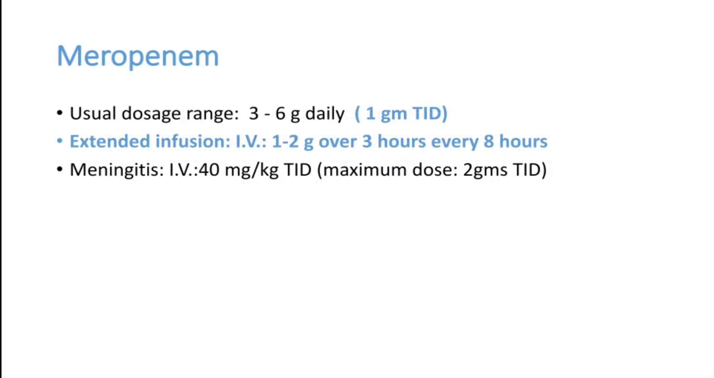Dose of meropenem is normally 1 gram TID. In meningitis, you use a higher dose, 2 gram TID. But remember, all these carbapenems, they are time-dependent killers of bacteria. They are not concentration-dependent. You have to give an infusion over 3-4 hours, every 8 hours. So, in a normal infection, we give 1 gram infusion over 3 hours, every 8 hours. In meningitis, we use a higher dose, 2 gram infusion every 8 hours.